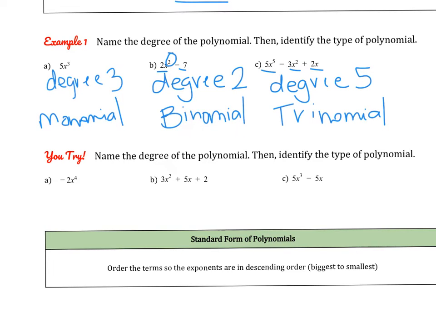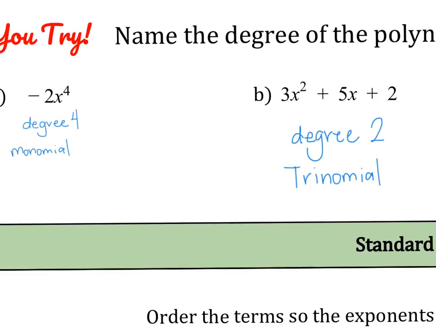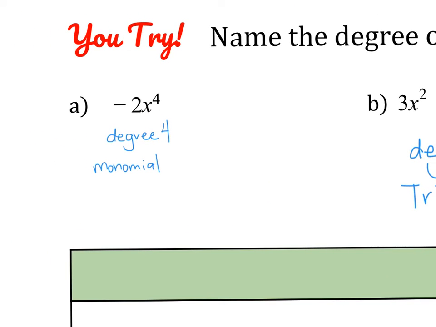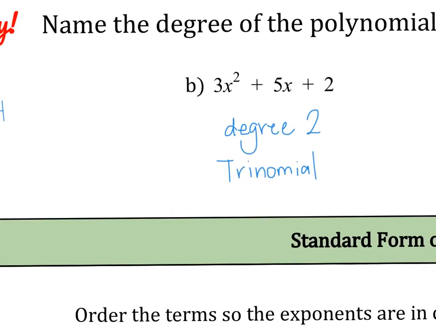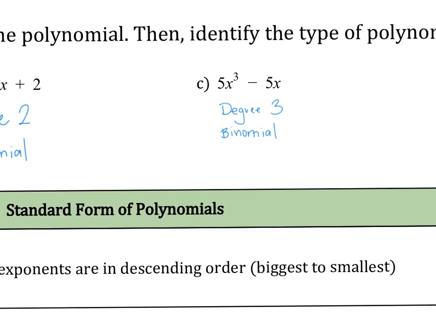So I'm hoping that you tried them out. So for letter A, you have negative 2x to the fourth, that's degree 4, and that is a monomial. Then letter B, you have 3x squared plus 5x plus 2, that is degree 2, and it is a trinomial. And the last one, you have 5x cubed minus 5x, which is degree 3, and it's a binomial.